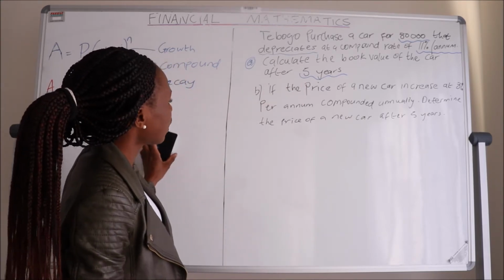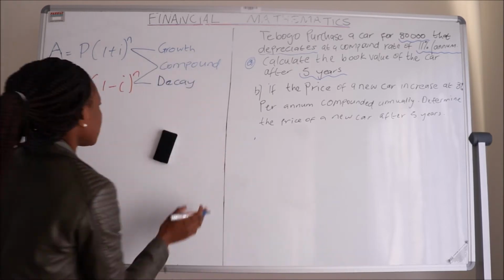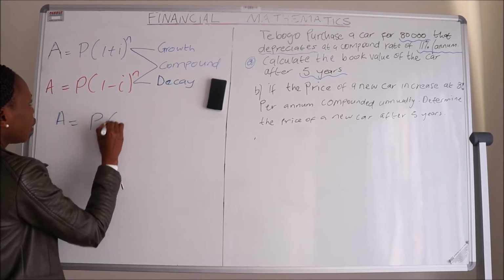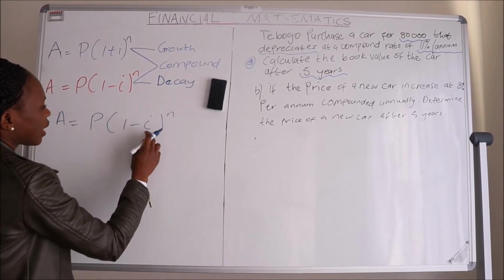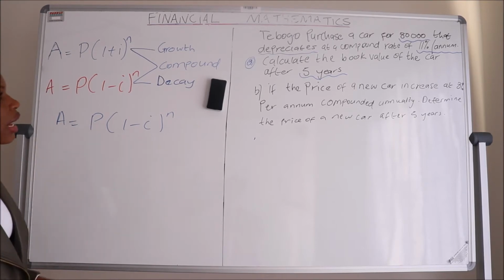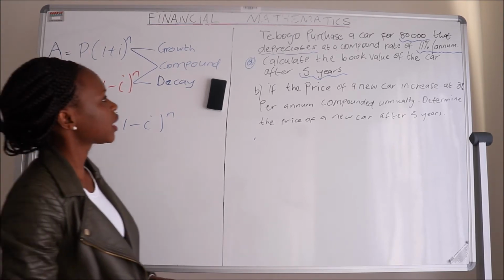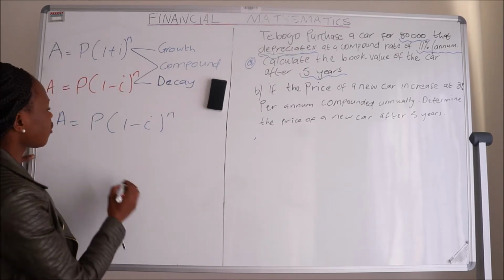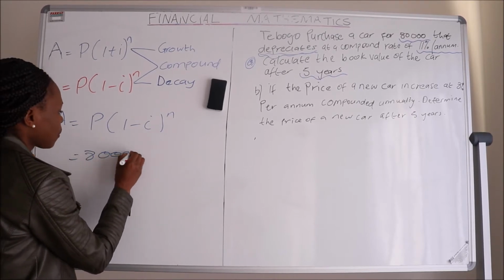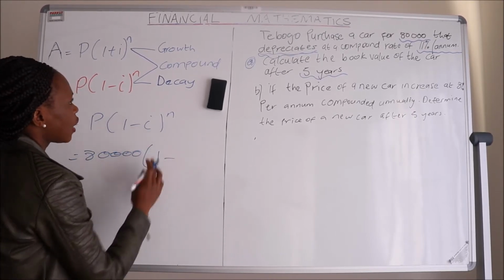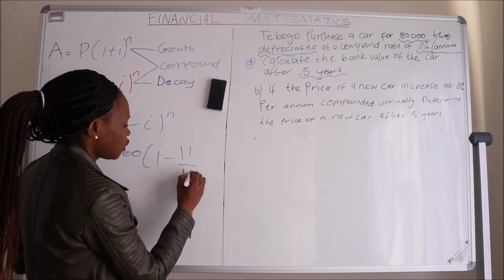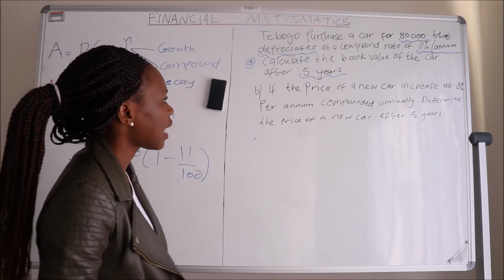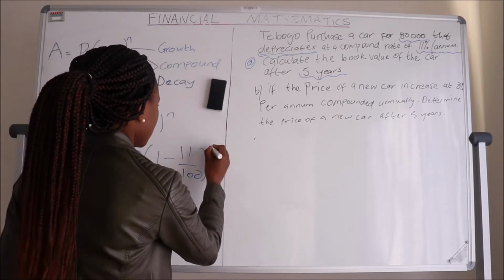To calculate that we will use the equation A equals P into (1 minus i) to the exponent of n. Remember I said we're going to use the equation of compound decay because of the word depreciates. Then here we have the initial amount, which is 80,000, into 1 minus i, which is 11%. Remember I told you that you must divide this by 100 and have it as a decimal. And the exponent, n, is the number of years, which is 5 years in this case.